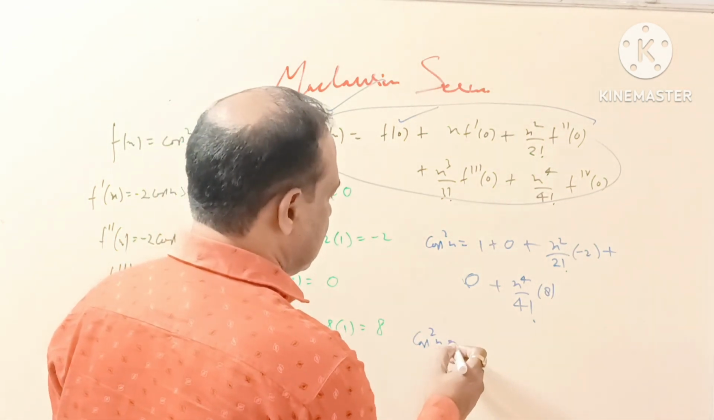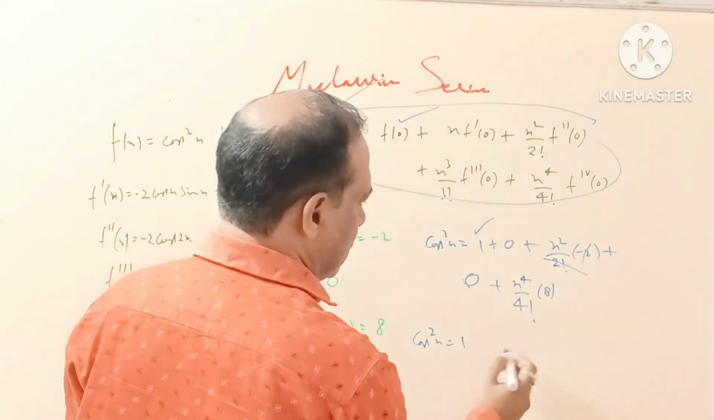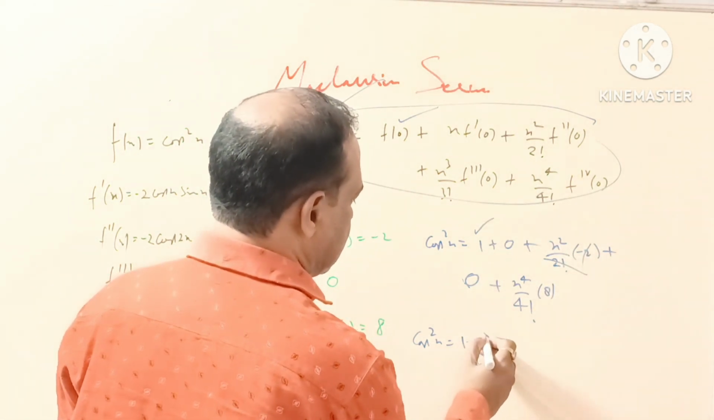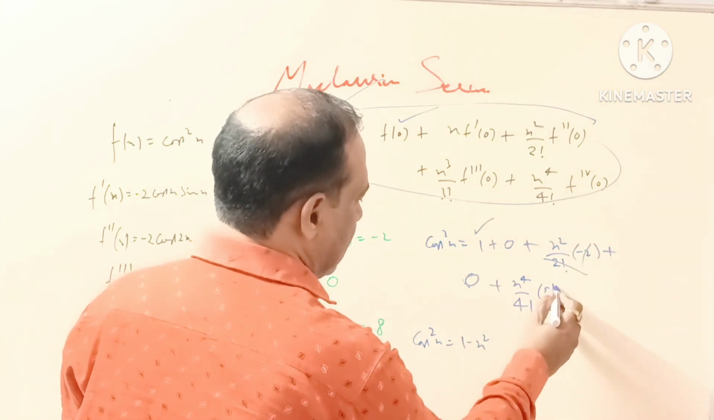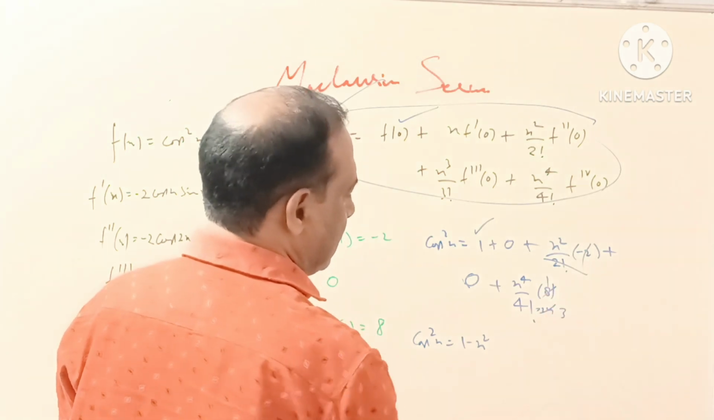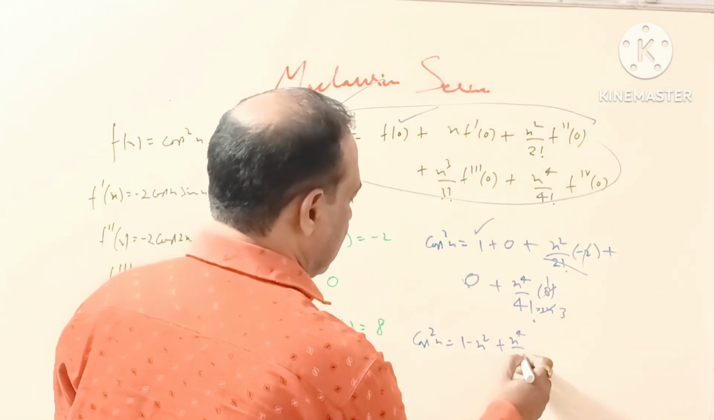cos square x is equal to 1, this one. This 2 factorial will cancel 2 out, therefore it will give you minus x square. And here 4 factorial is equal to 24, and you can cancel 24 by 8, which will give you 3. And you will be left with x power 4 over 3.